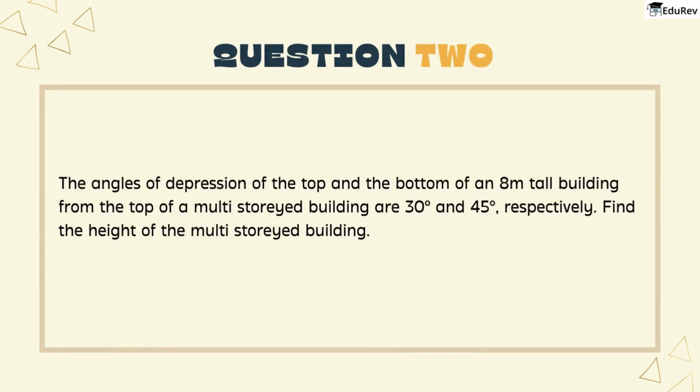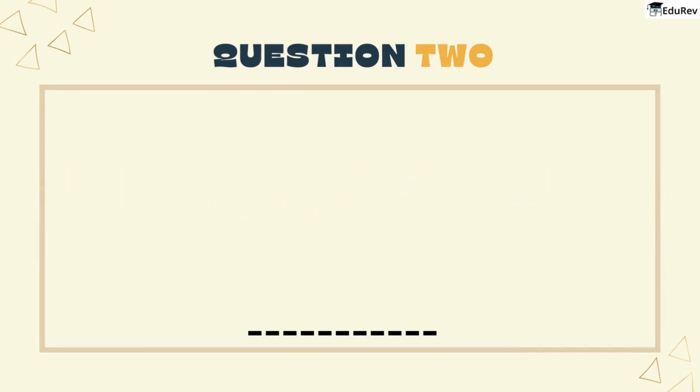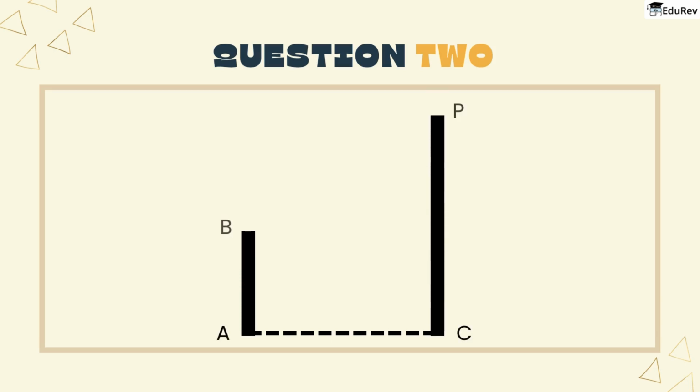The angles of depression of the top and the bottom of an 8 meters tall building from the top of a multi-storied building are 30 degrees and 45 degrees, respectively. Find the height of the multi-storied building. So, since the question says angle of depression, this means the multi-storied building is taller than the other building. Therefore, draw two lines, one shorter than the other.